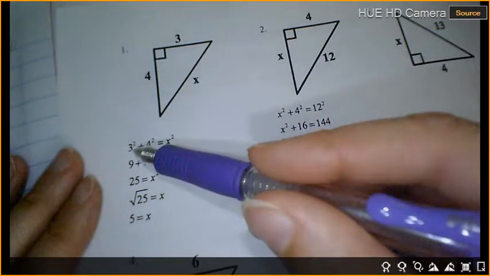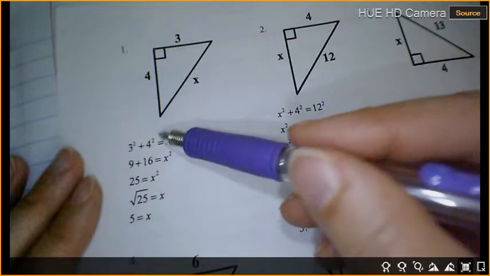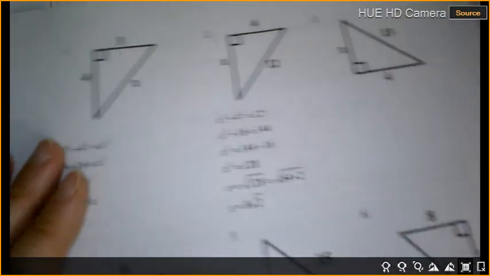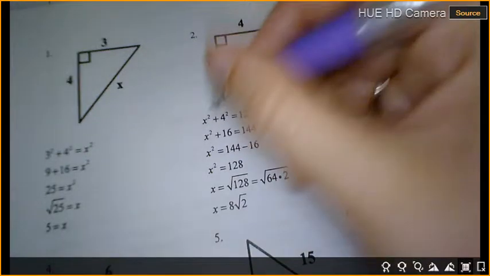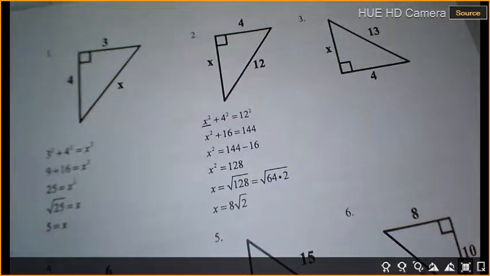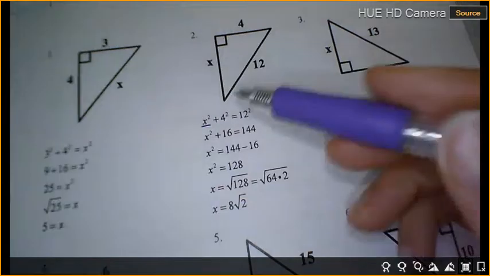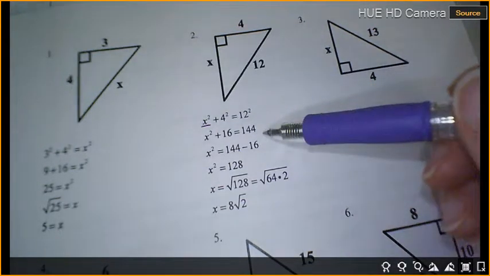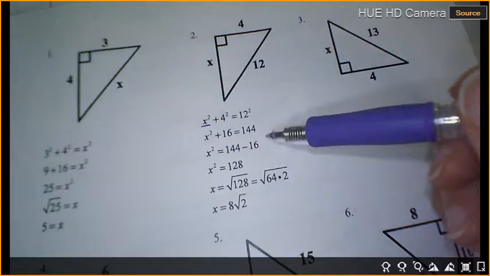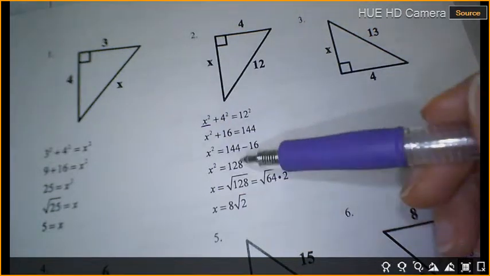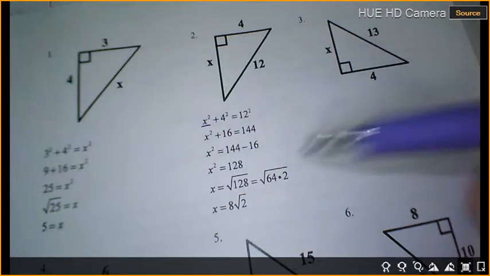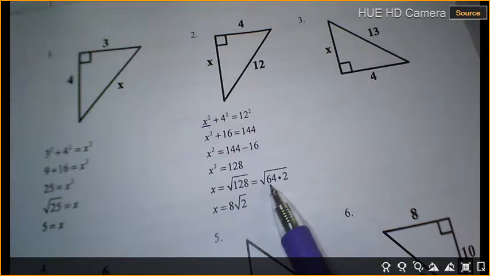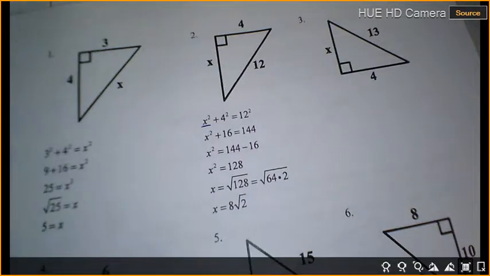3 squared is 9. 4 squared is 16. That gives us 25, so the square root is 5. This one, do you guys see that this is a leg? X is a leg, that's why it's there, and it's not equals x. So we go x squared plus 4 squared equals 12 squared. X squared plus 16 equals 144. Subtract 16 from both sides. X squared equals 128. Take the square root of both sides. Then 128, the number that goes in there evenly is 64. So it's 64 times 2. Square root of 64 is 8.